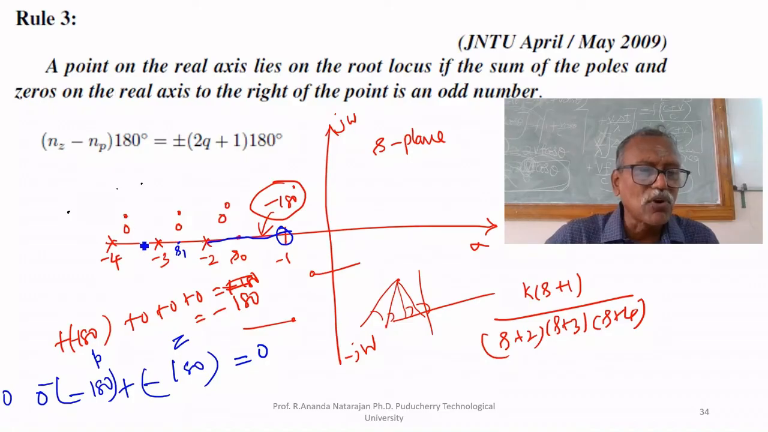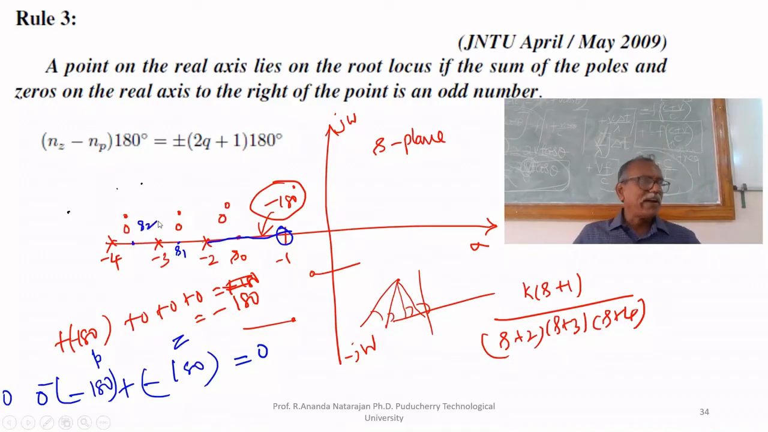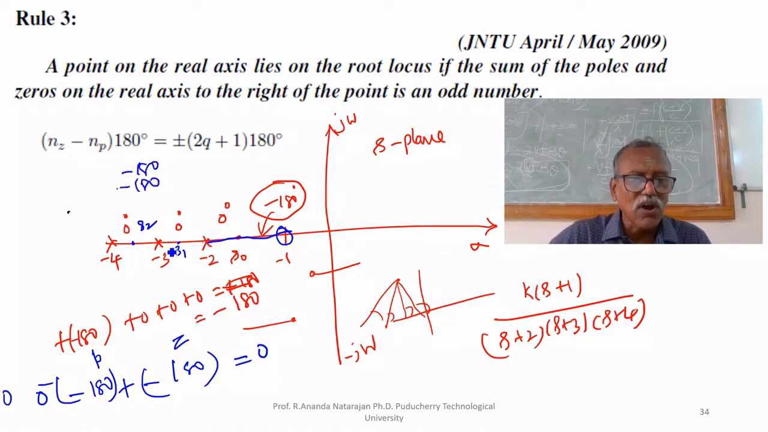Suppose let us select one more point, S2. S2 is a test point. I am selecting the test point to check whether it is on the root locus or not, between minus 3 and minus 4. How many angles? If you draw a line from minus 1 to S2, minus 180 degree. From minus 2 to S2, another 180 degree. From minus 3 to S2, another 180 degree. Draw a line from minus 4 to S2, you will get 0.